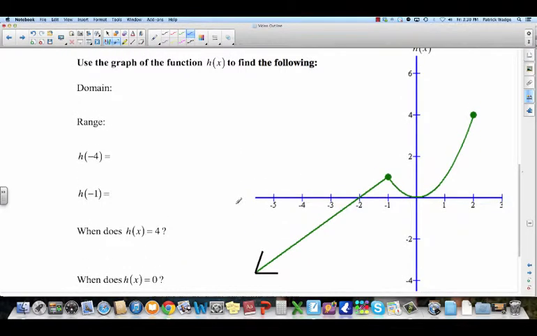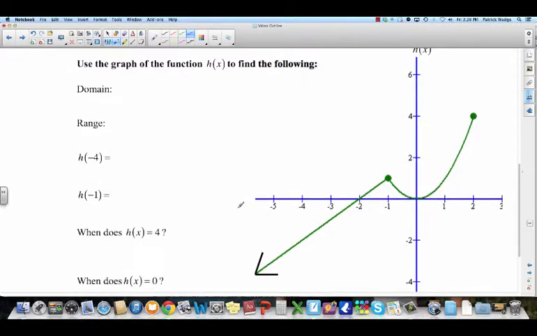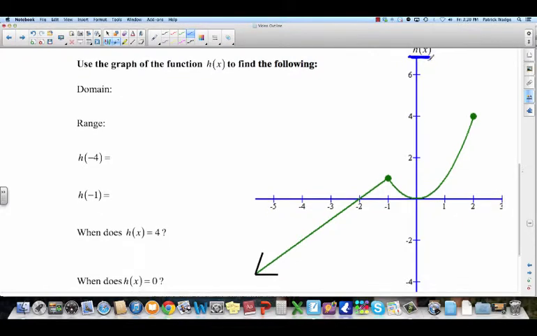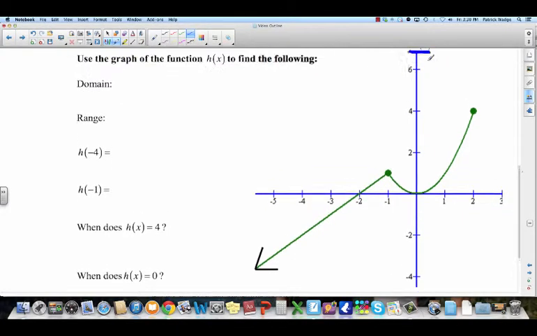Last question, this is tricky. Use the graph of the function h of x. Well, you can see here's my graph h of x right over here. It says h of x right there. To find the following. Okay, first thing to find is domain and range. Shouldn't be too much problem there. The domain, what's the lowest x value? Well, this thing goes forever in this direction, so the lowest is negative infinity.